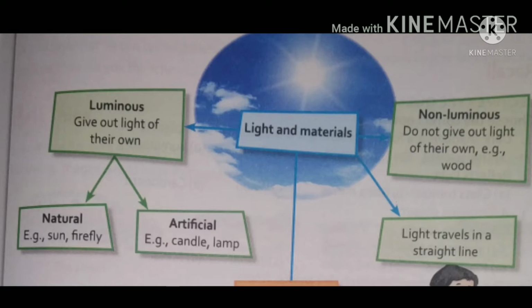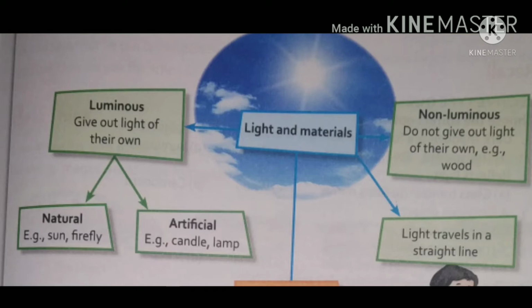Luminous means the objects or the materials give out light of their own, that are divided into natural and artificial. Sun, firefly are the natural luminous objects. Then candle, lamp are the artificial luminous objects. What is non-luminous objects? The objects do not give out light on their own. Example, wood, wall, isn't it? Etc.